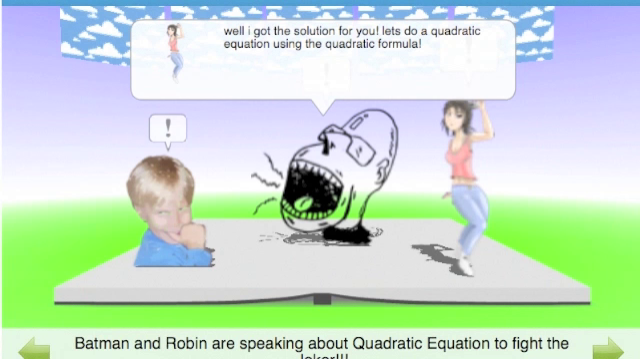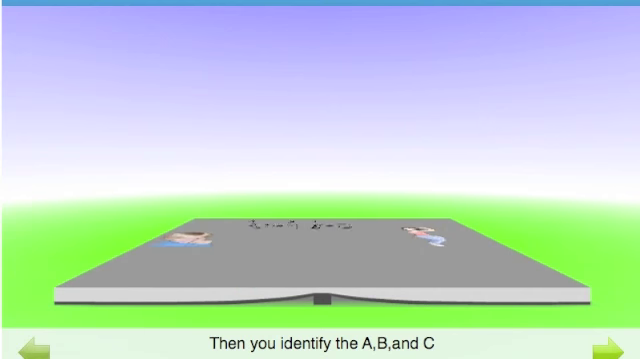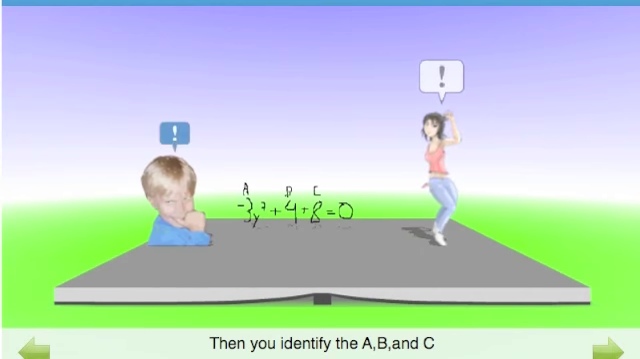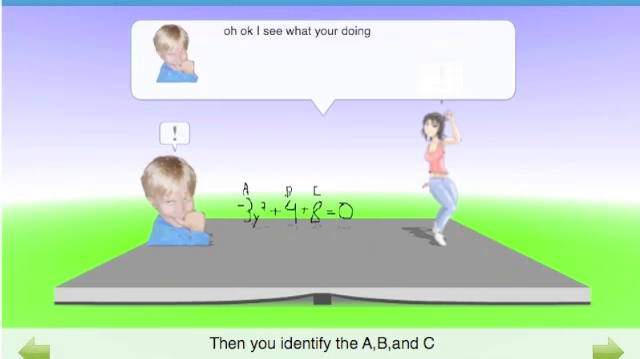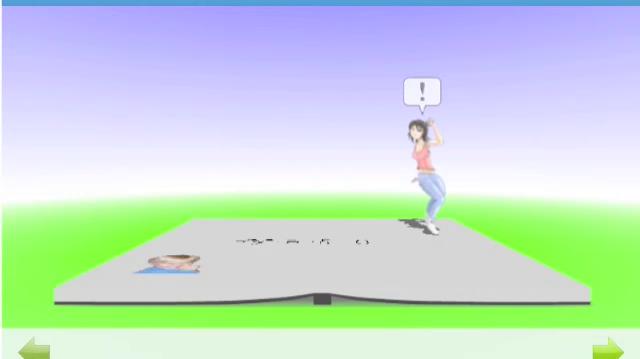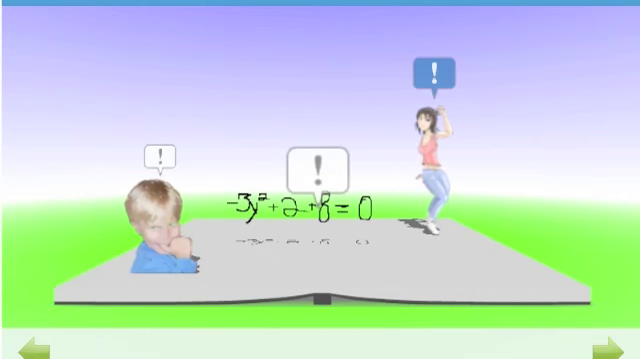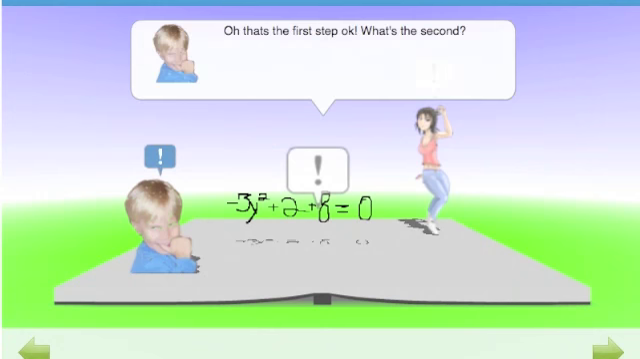Well, I got the solution for you. Let's do quadratic equations using the quadratic formula. Oh, okay, I see what you're doing. We have to find A, B, and C. Oh, that's the first step. Okay, what's the second? So this is an equation. It's already in standard form.